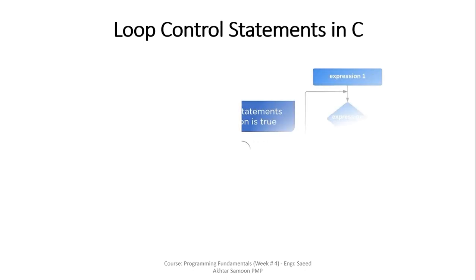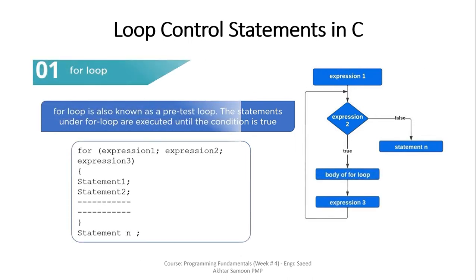The first and very famous loop is the for loop. For loop is also known as a pre-test loop. So the statements under the for loop are executed until the condition is no longer true. So for example, if you want to print all the integers between 1 and 100, you can have this for loop. So this is actually the condition.